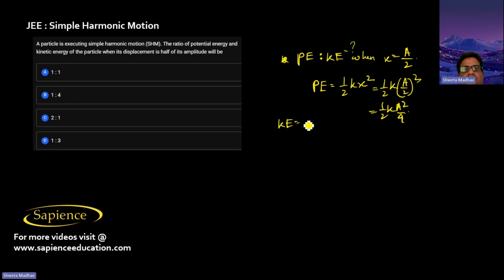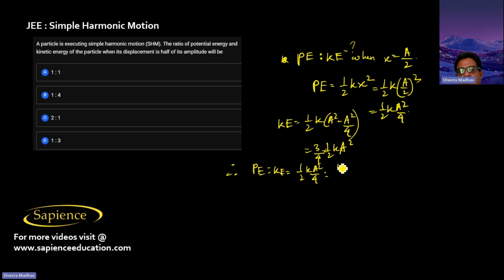The kinetic energy, that is half k into a square minus x square, a square by 4, which is 3 by 4 into half k a square. So therefore, the ratio of the potential energy and kinetic energy is half k a square by 4 is to half k a square into 3 by 4. So half k a square will cancel, 4 also will cancel. So this is 1:3. So option D is the correct answer.